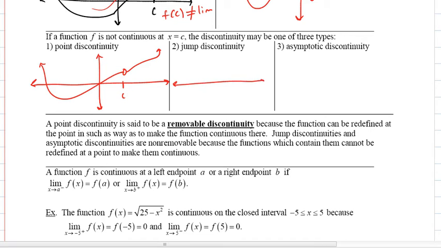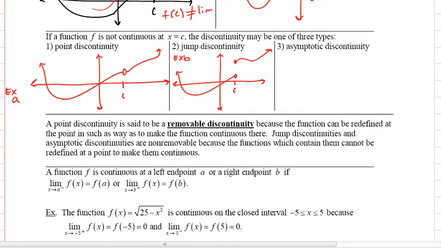Number two is a jump discontinuity, which is example B. So I'm going to put here example A. This is example B. I don't necessarily have to have two open dots. I could have one open and one closed. I cannot have two closed because then it wouldn't be a function if you do the vertical line test. So there's an example of a jump discontinuity.